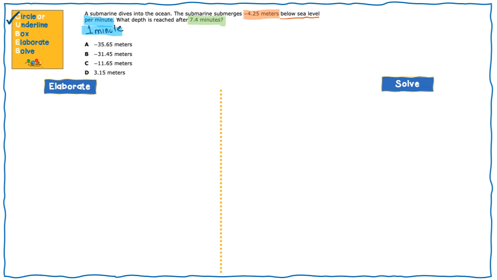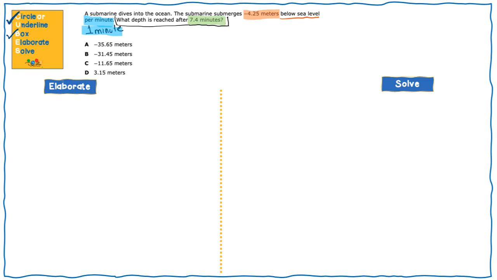In this problem solving guideline, the next step will be box. And box refers to box the question. So what depth is reached after 7.4 minutes? And usually we can find the question whenever we see the question mark, most of the times or many times. And so right now I completed the step box.